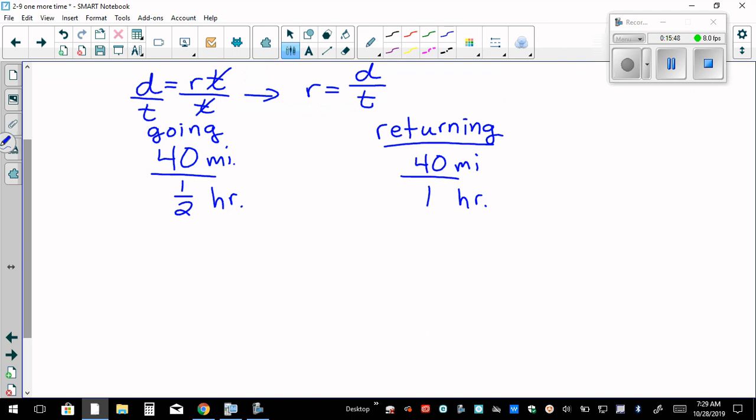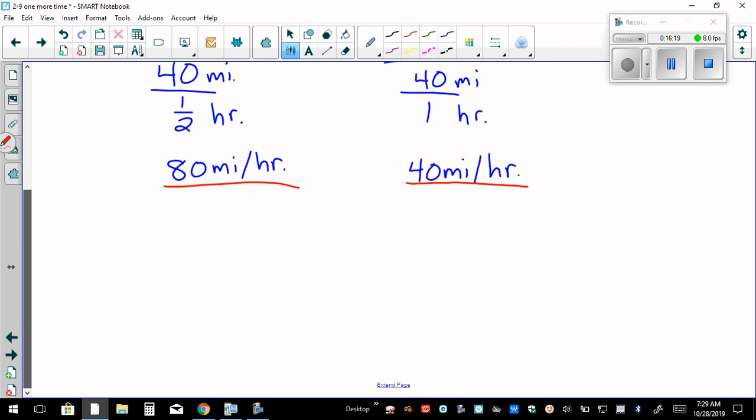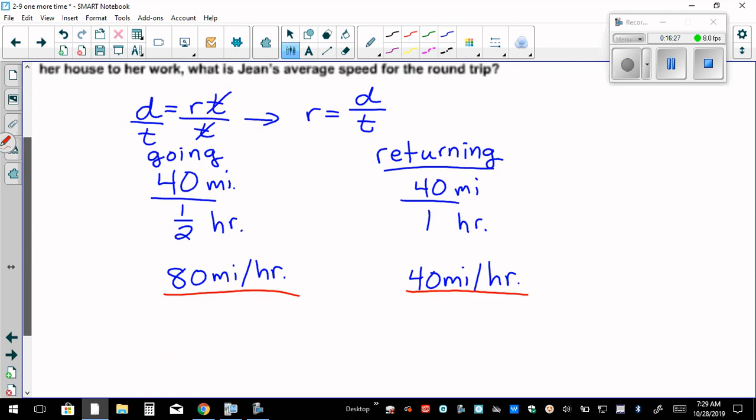So if you go 40 divided by 1/2, well, she drives pretty fast. She drove 80 miles per hour going to work, and then returning 40 divided by 1, she drove 40 miles per hour coming home. Must have been a lot of traffic, I guess. So there's her rate of speed going to work, and there's her rate of speed returning home. Now we need to find the average speed, so we're going to take her back to our equation. Rate equals distance over time.